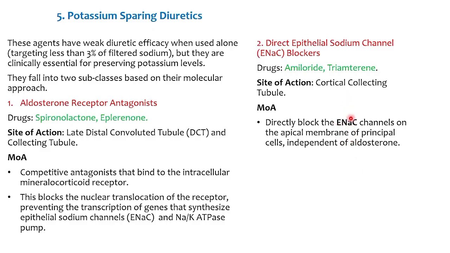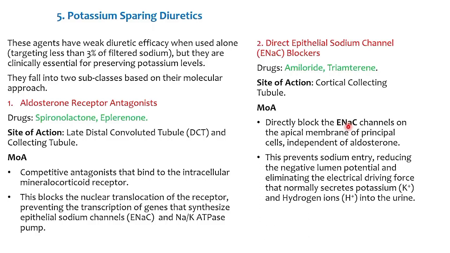If you inhibit sodium reabsorption, the sodium potassium ATPase pump will be inactivated, and that will lead to the retention of potassium. So this prevents sodium entry, reducing the negative lumen potential and eliminating the electric driving force that normally secretes potassium and hydrogen into urine. So it means there will be retention of potassium and hydrogen in the blood.